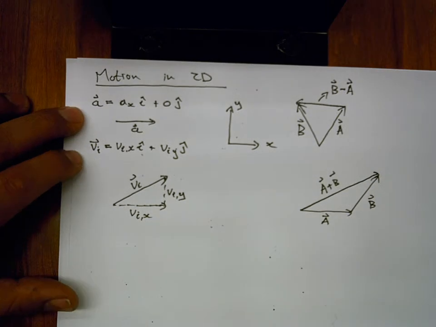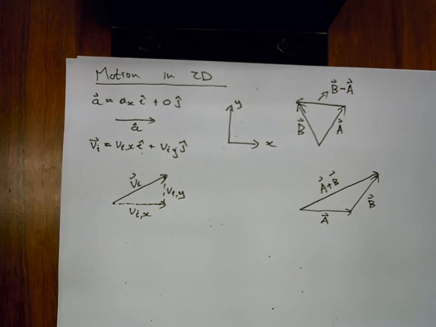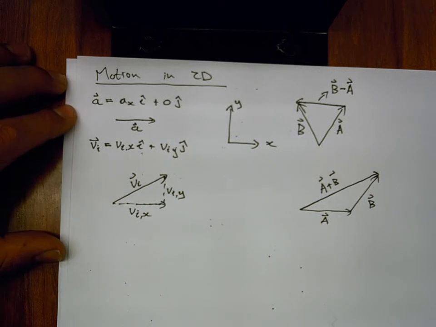And now we can start to play around. We're now working in 2 dimensions. My acceleration points along the x-axis, my velocity points in some arbitrary direction. If I now want to figure out, for example, how will my velocity change, because I've got an acceleration. Acceleration means velocity has to change with time. So how can we do this?